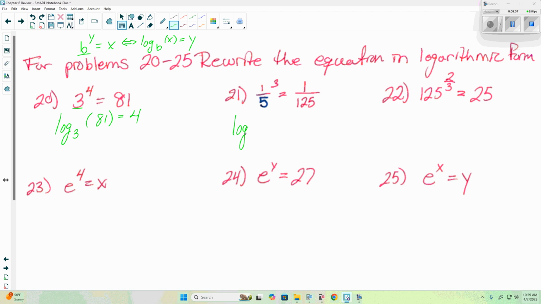For our next one, 1/5 to the 3rd is equal to 125. Log base 1/5 of 125 equals 3. Questions on these here? Questions on how we're rewriting this?